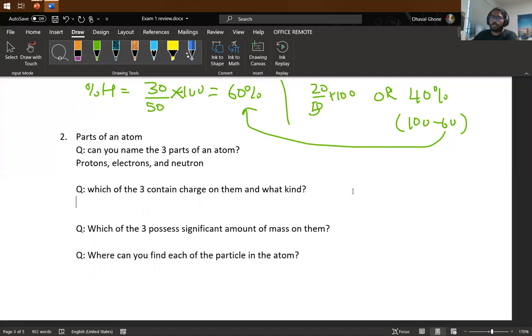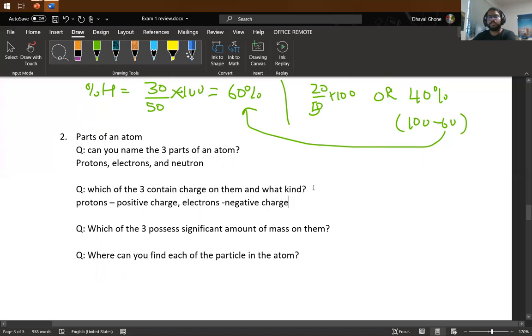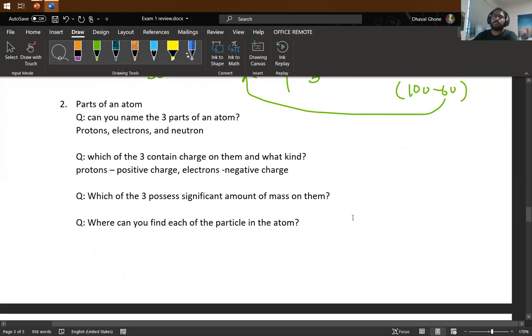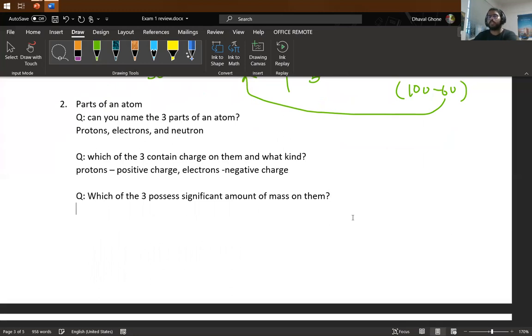Which of the three contain charge on them and what kind? So the charged particles are protons, and they contain a positive charge, and the electrons contain a negative charge. Okay, neutrons have no charge, they're neutral. Which of the three possess a significant amount of mass? The answer for that one is protons and neutrons have a significant amount of mass.